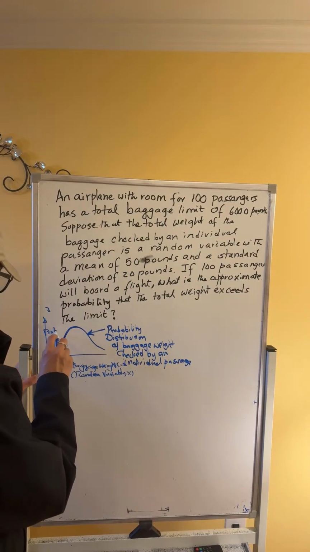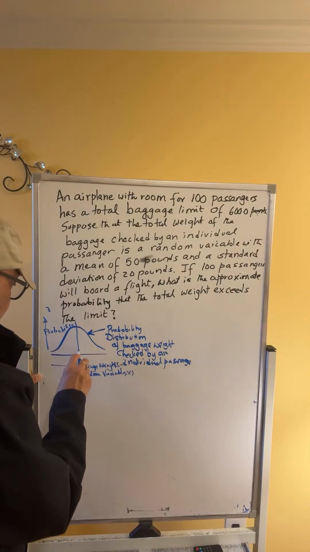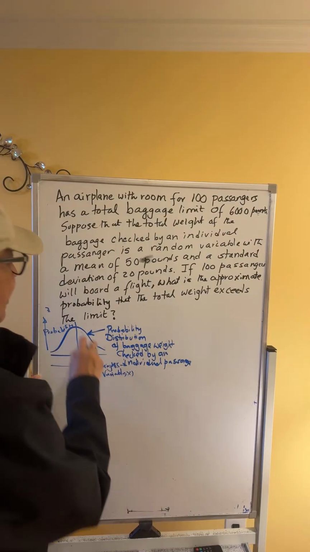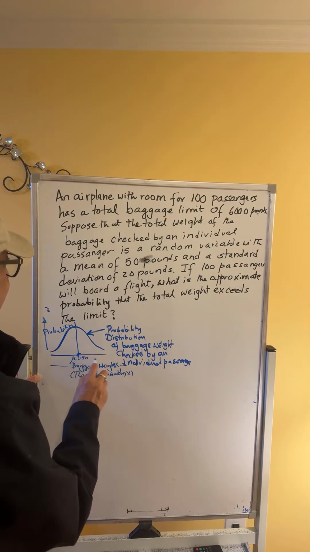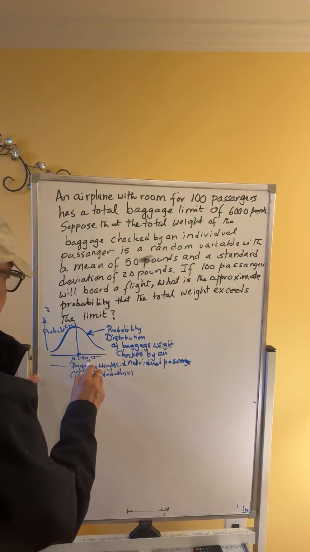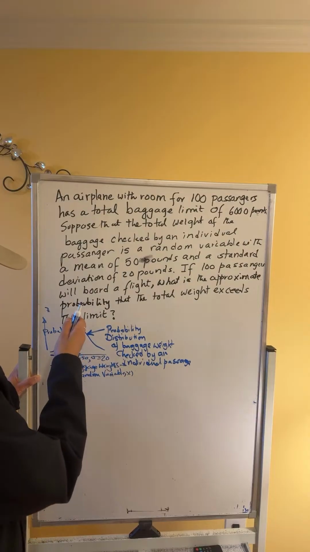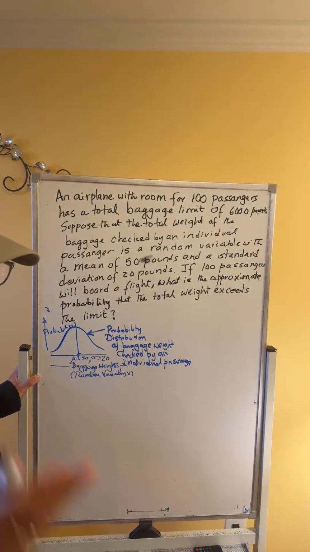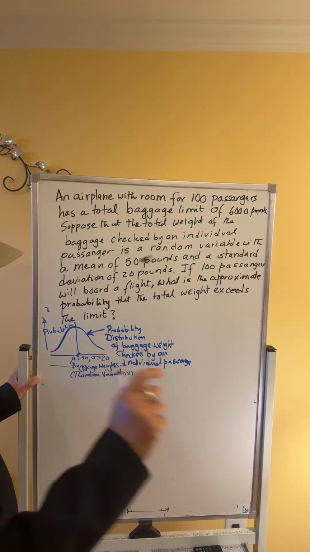It's a bell-shaped curve. You can assume the mean is the point on the horizontal axis where the probability is the highest. The mean is 50 pounds and the standard deviation is 20 pounds. Again, mean is the center where the relative frequency or probability is the highest value. Sigma is the standard deviation, or an average variation from the mean of the baggage weights.